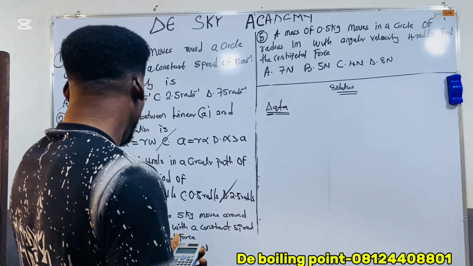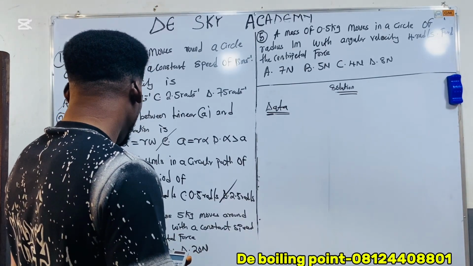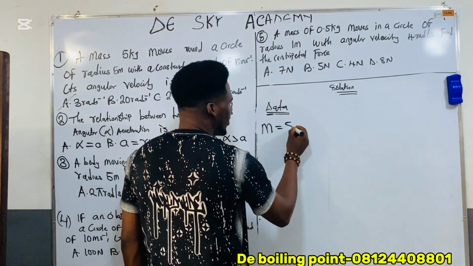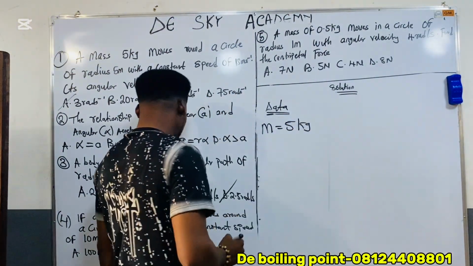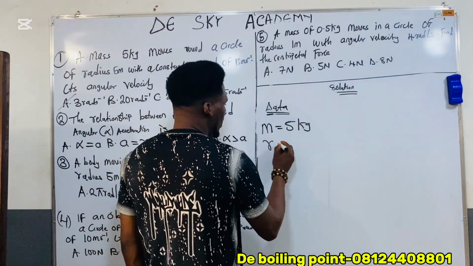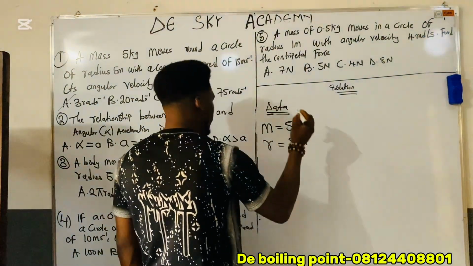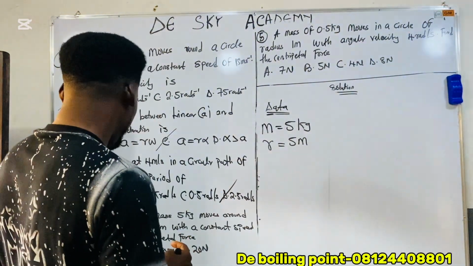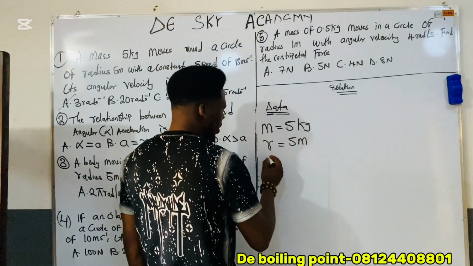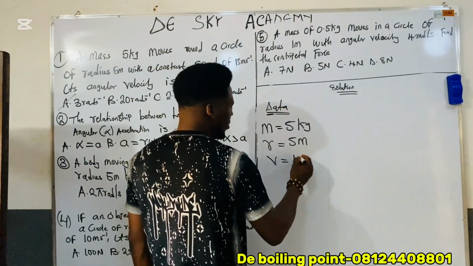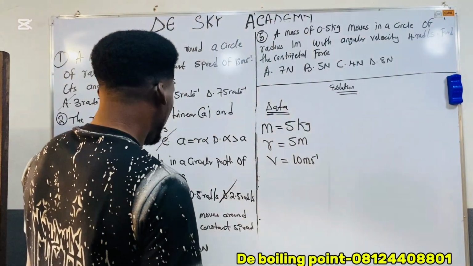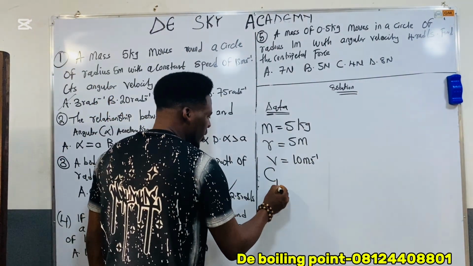Remember, the first thing is to bring out your data. So what is your data? If an object of mass 5 kg, so mass here is 5 kg. That is the mass here. Moves around a circle of radius 5 m. So I have radius of 5 meters, with a constant speed of 10 meters per second. So they gave us speed, which is 10 meters per second. Its centripetal force, we are looking for what we call centripetal force.